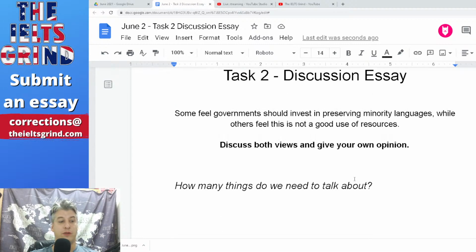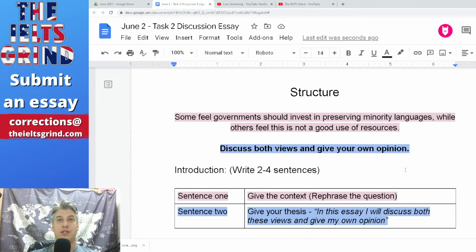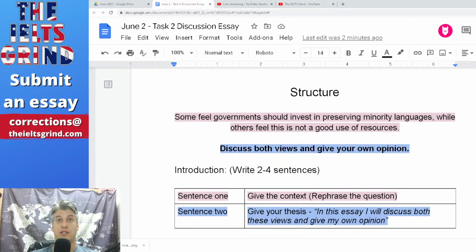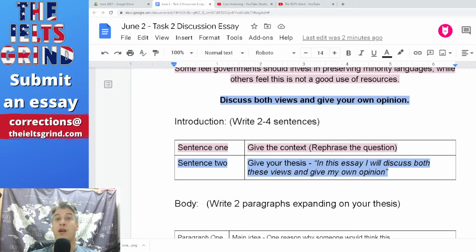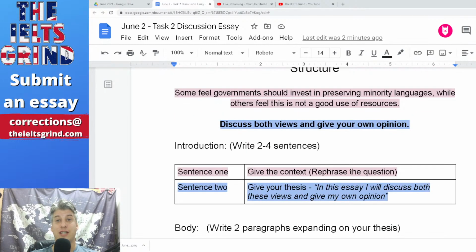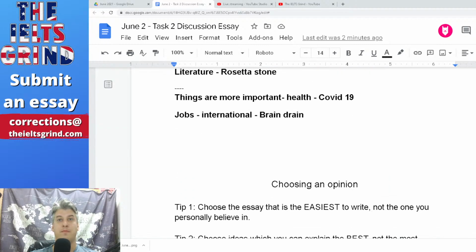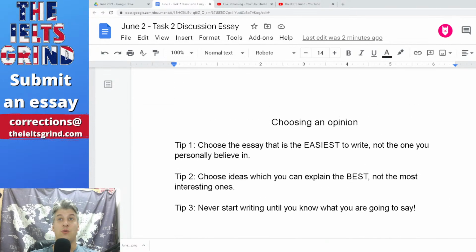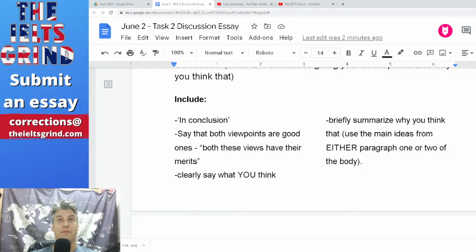Okay, so if you're going to write a discussion essay, this is what you do. You write 2 to 4 sentences in the introduction. The first sentence, give the context, rephrase the question. In the second sentence, write your thesis. Your thesis, 99% of the time for a discussion essay, will be, in this essay, I will discuss both these views and give my own opinion. Okay, and just to prove that, what did I write in my model answer? In this essay, I will explore both these points of view and give my own perspective on this issue. It's almost exactly the same thing every single time.